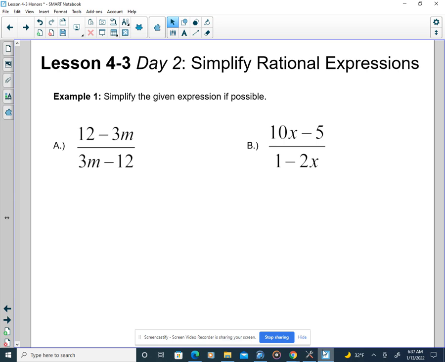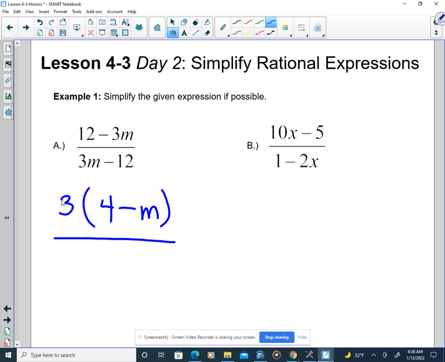All right, so let's look at example 1a. We want to simplify this expression. So what we need to do is factor both the numerator and the denominator. If you look at the numerator, these two terms have a GCF. We can factor out a 3 from both of these terms. So we get 3 times the quantity 4 minus m. And then on the bottom, we can also pull out another 3. And we get the quantity m minus 4.